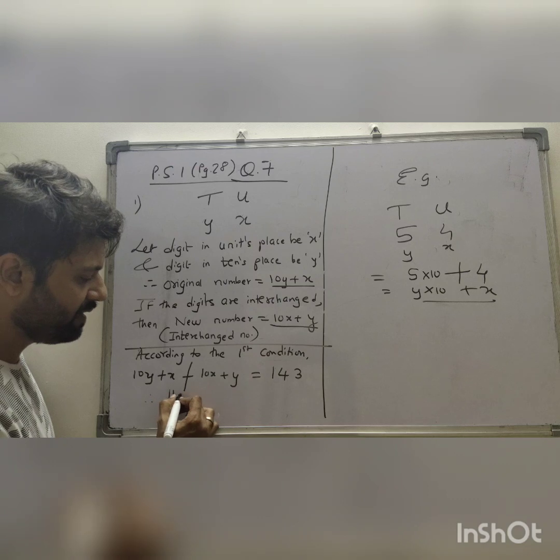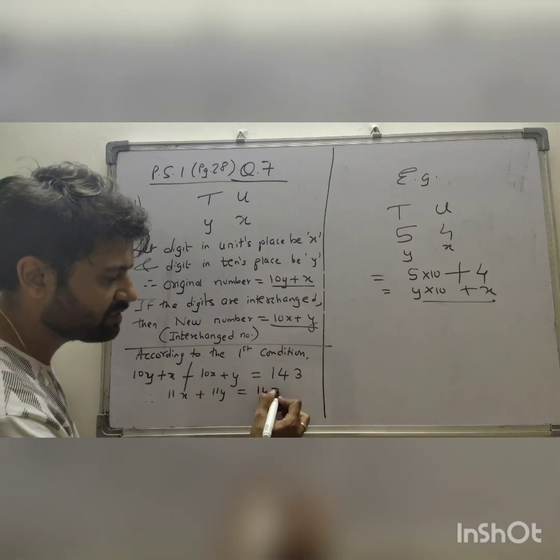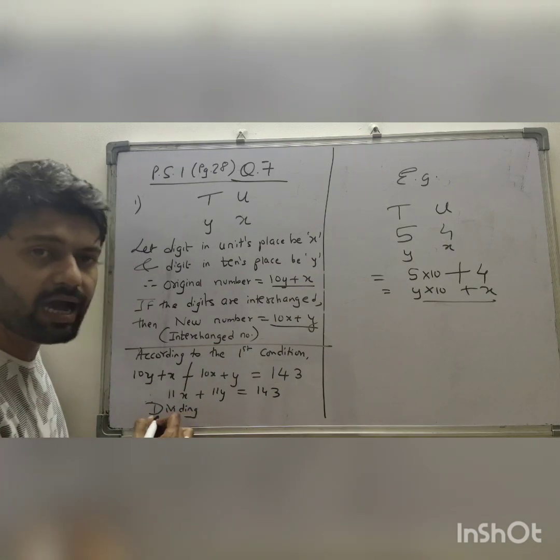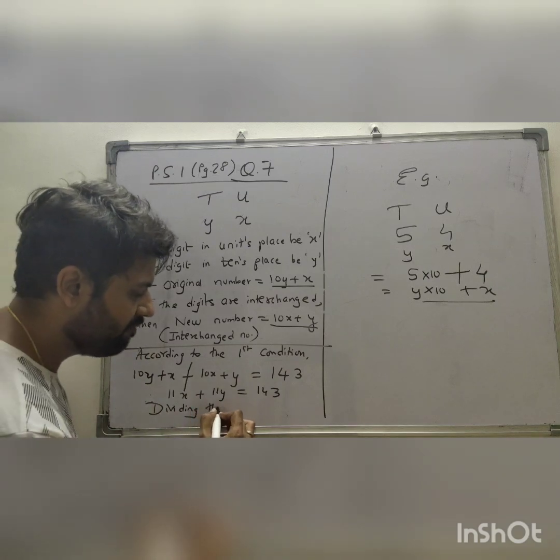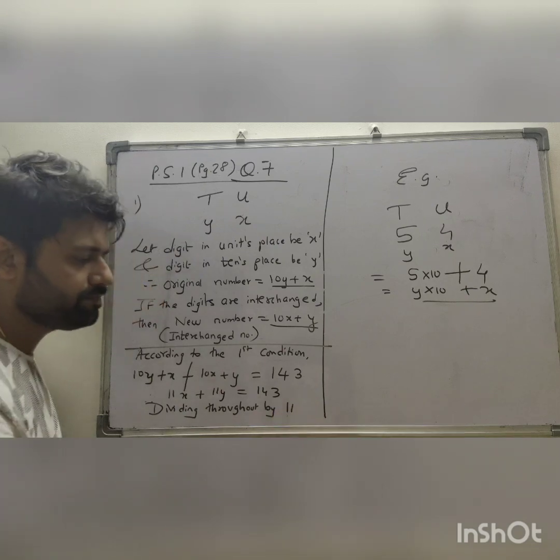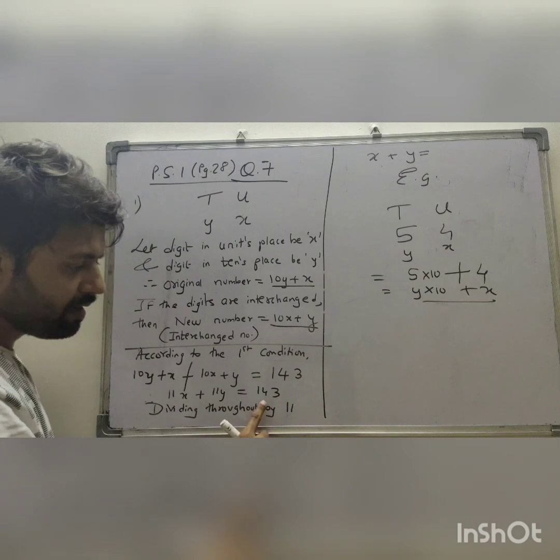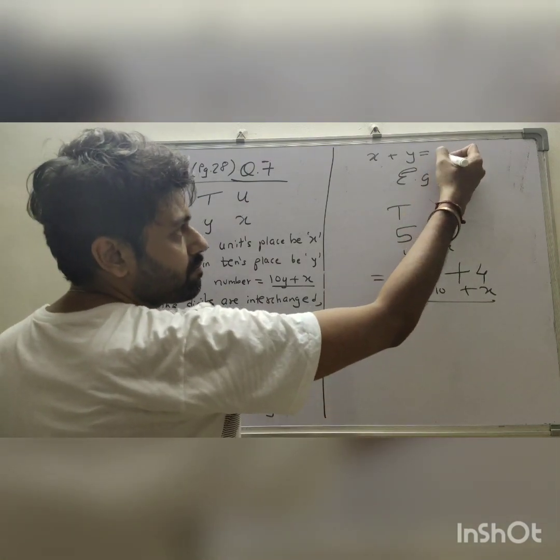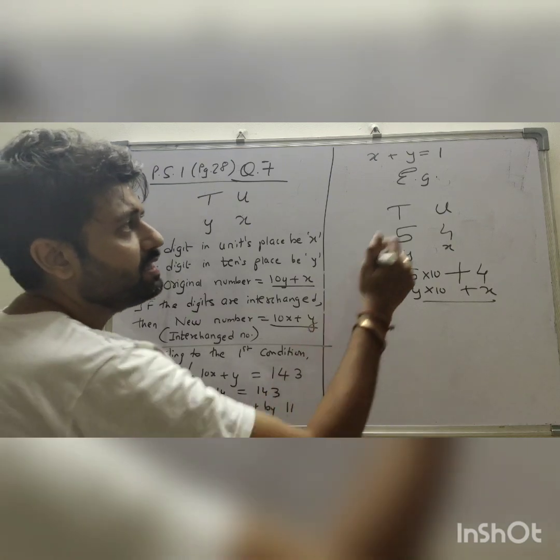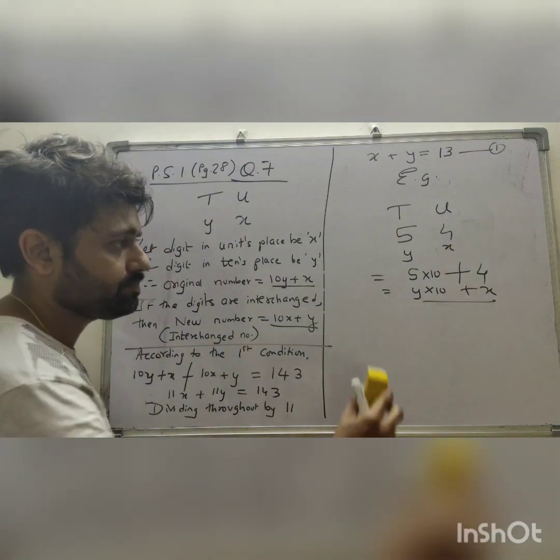10x plus 1x will give me 11x. 10y plus 1y will give me 11y is equals to 143. I am getting a chance of dividing, I will definitely divide. Dividing throughout by 11, we get x plus y is equals to 13. 11 ones are 11. The remainder is 3. 3 becomes 33 and we can divide, 11 3s are 33. This is my first equation.